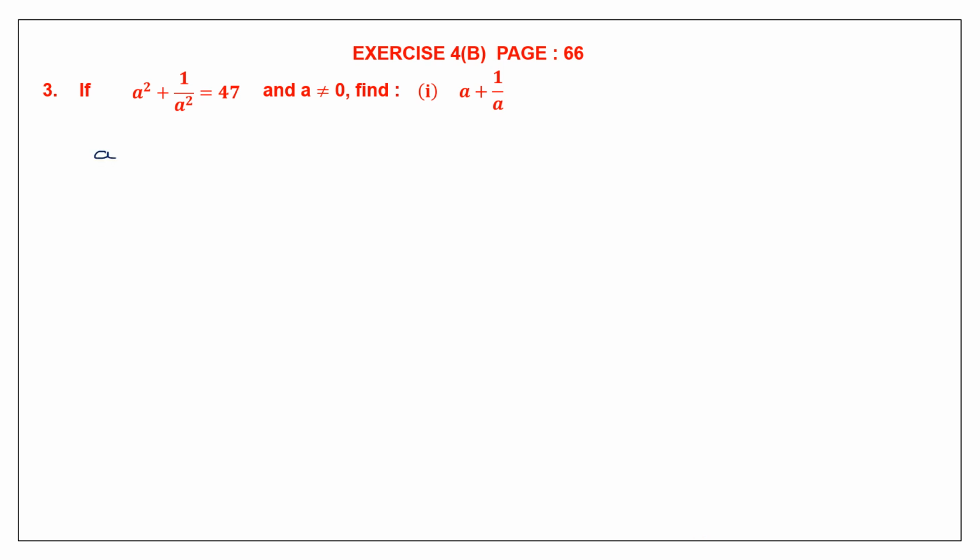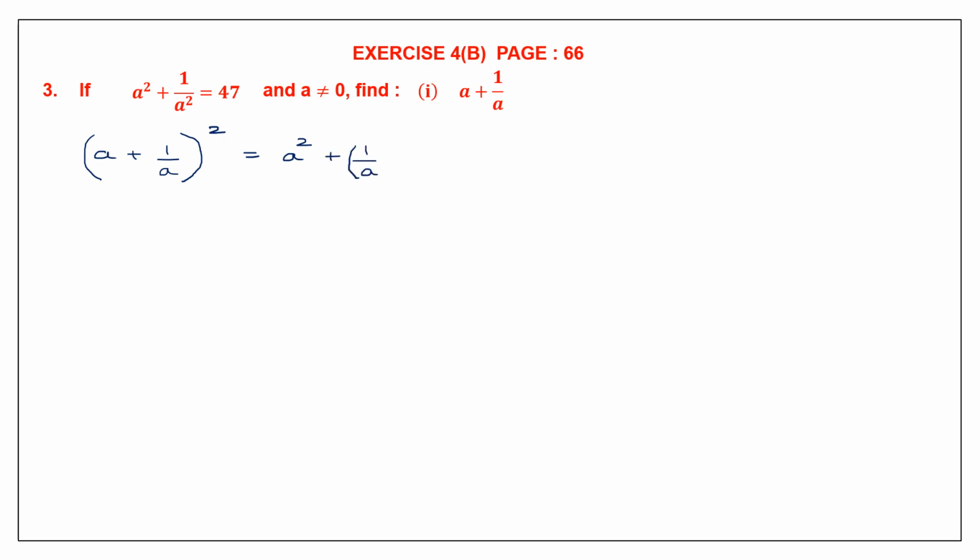So that is a plus 1 by a. Now let's square this. So that is a plus 1 by a the whole square. Now here we can apply the identity a plus b the whole square. And what is the expansion? A square, that is a, here a itself, a square plus b square, and b is 1 by a.